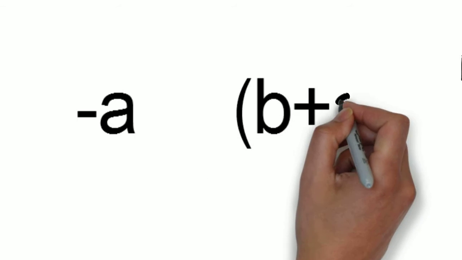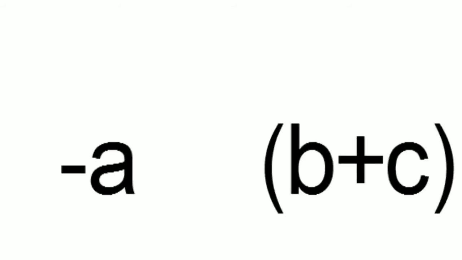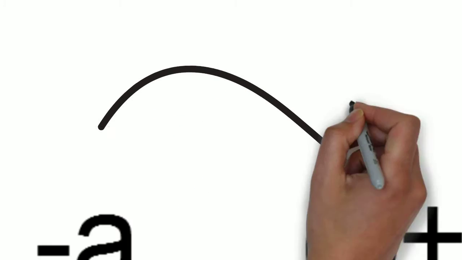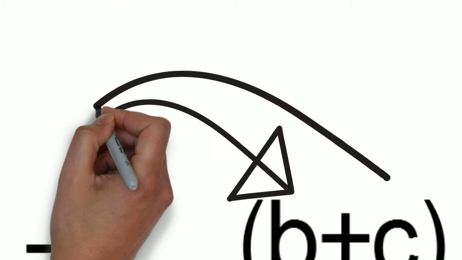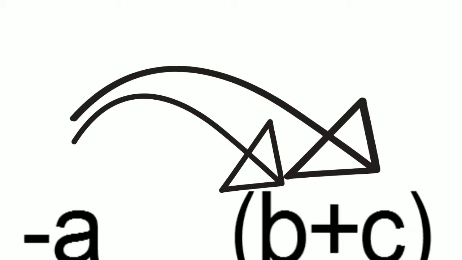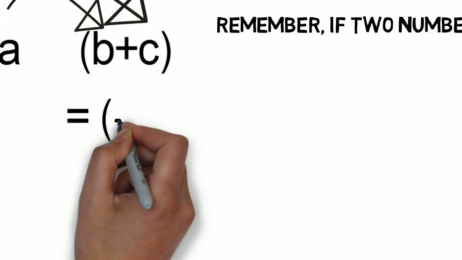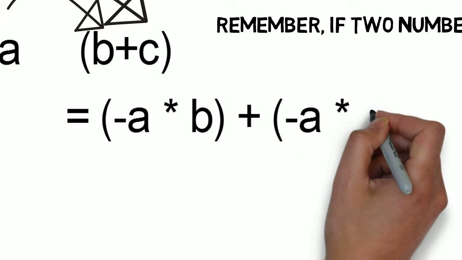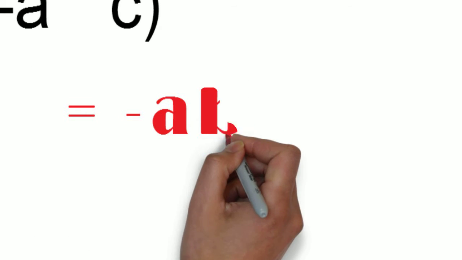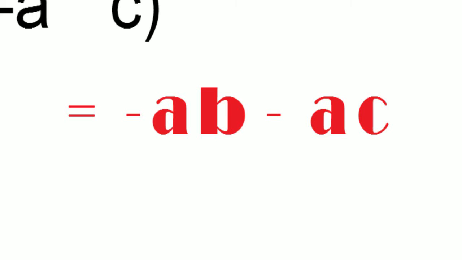Let's try with negative. Negative A times B plus C. We're going to multiply negative A times B. And we're going to multiply negative A times C. And that's going to be negative A times B plus negative A times C. That's going to give us negative AB minus AC.